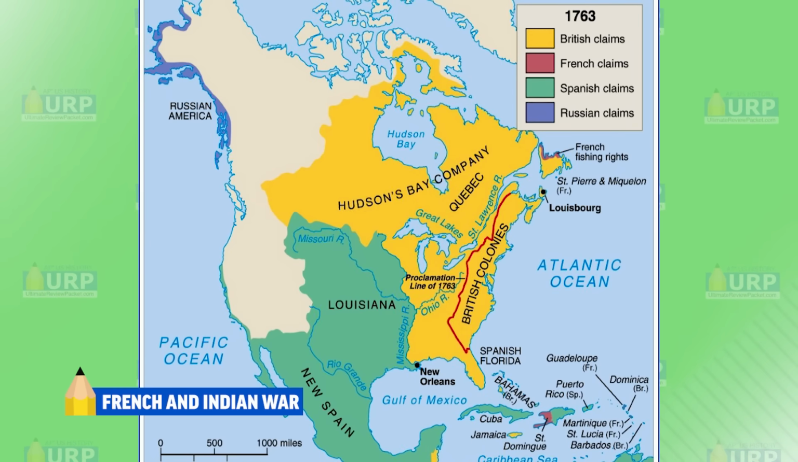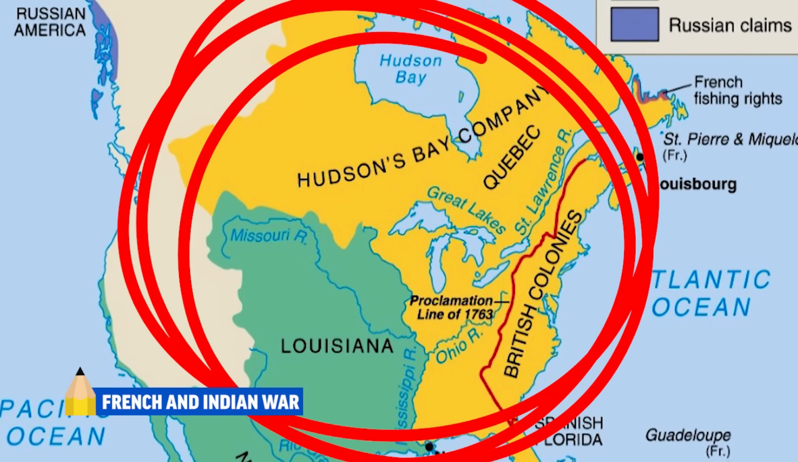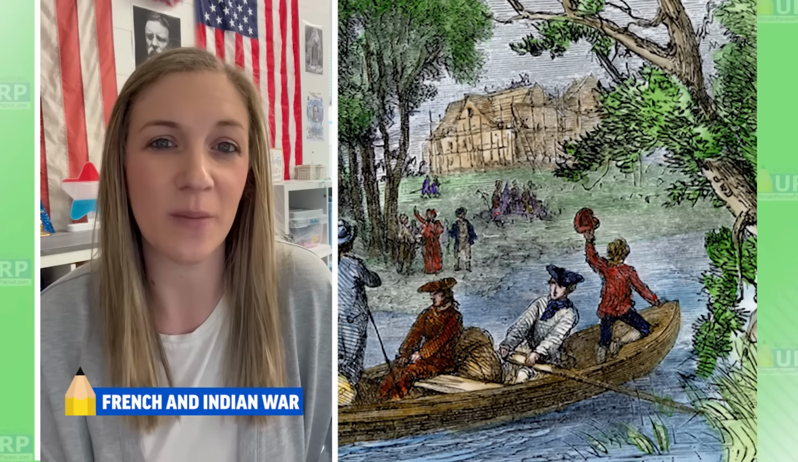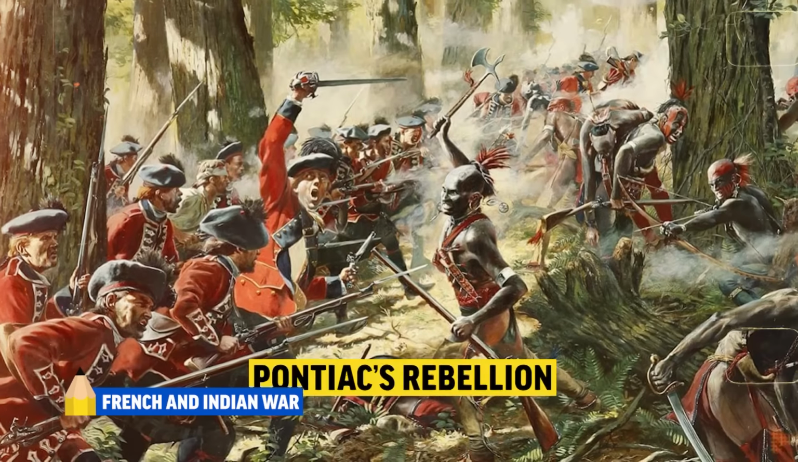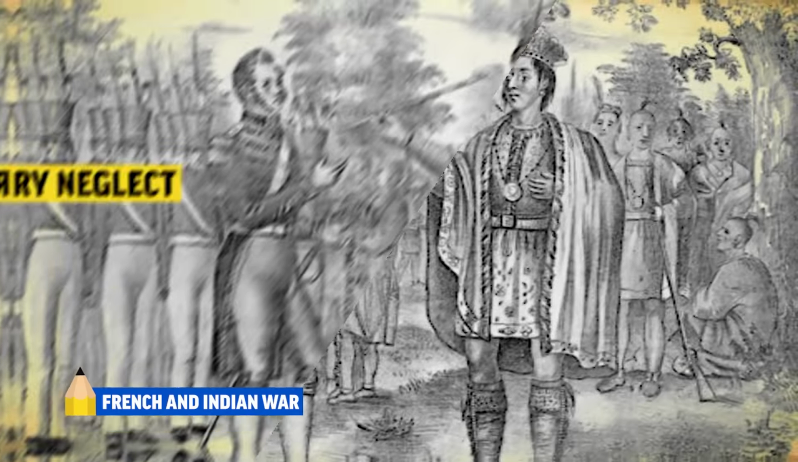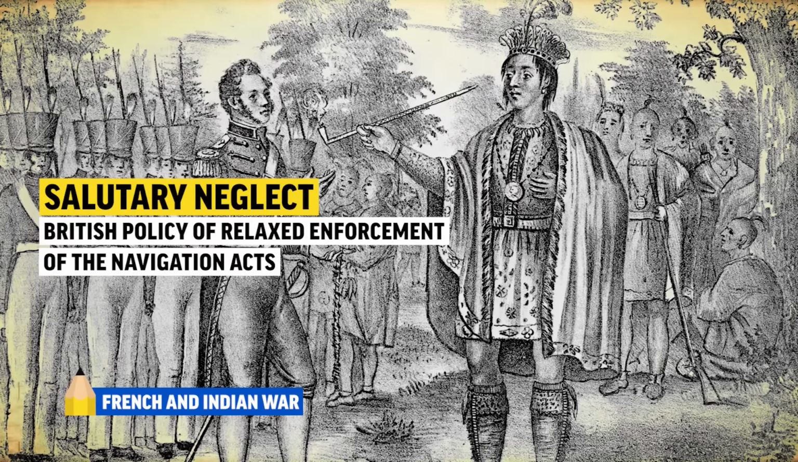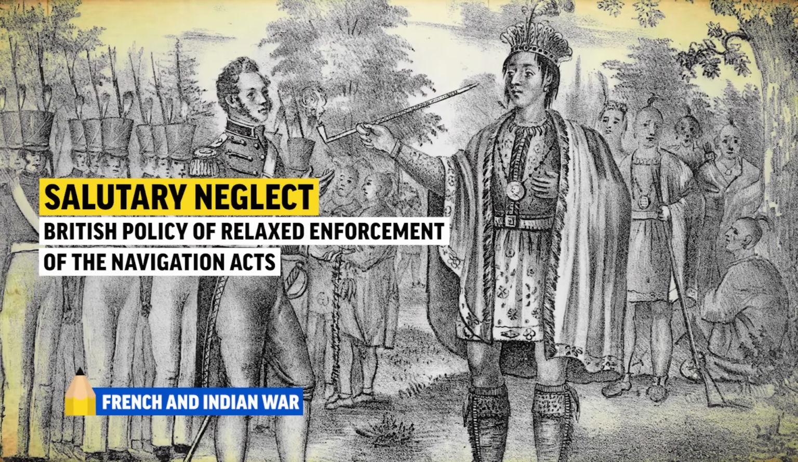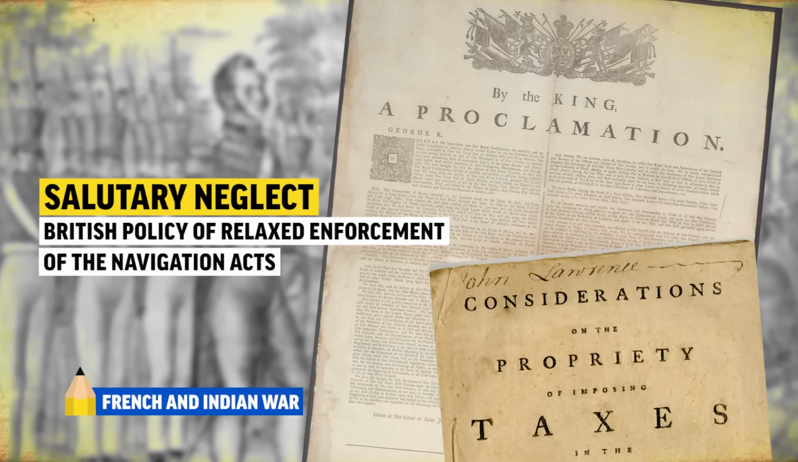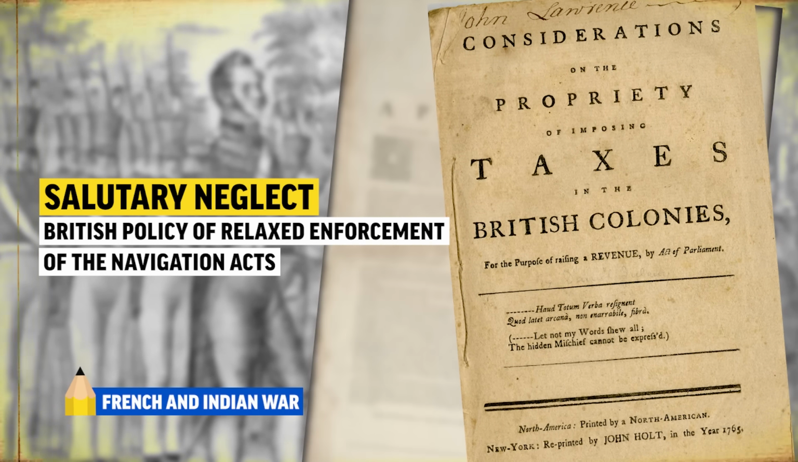France gave up all of its North American land to the British, whose boundary now extended to the Mississippi River. The American colonists flooded into the Ohio River Valley territory, upsetting the Native Americans living in the region. This led to Pontiac's Rebellion, and the British troops were forced to help defend the colonists. This ended salutary neglect. The British troops maintained their presence in the colonies. King George III passed the Proclamation of 1763, and Parliament began taxing the colonies to help cover the war debts.